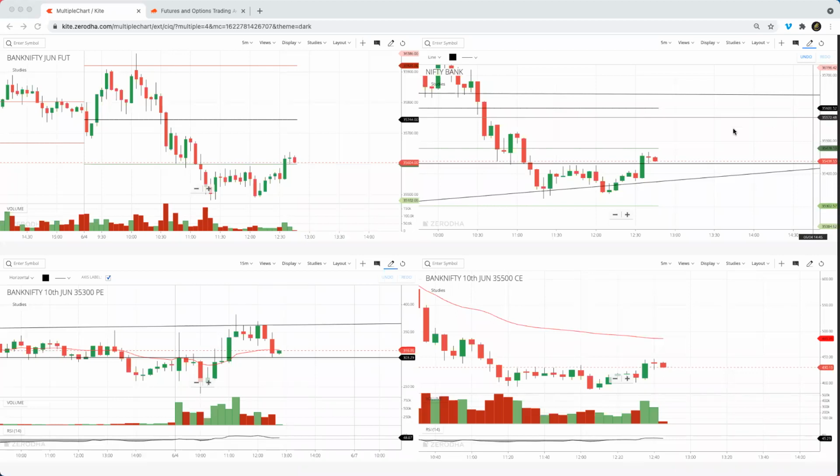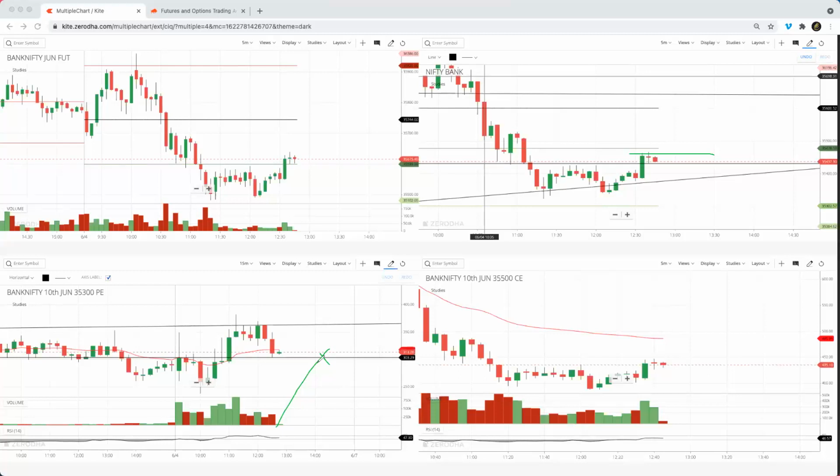If this high is capable of being taken out, if the price is capable of taking out this high, let's go for a long. If this high is taken out, our stop loss will be hit over here also. By then our position would be flipped to a long side trade on the 35,500 call. Okay, soon.